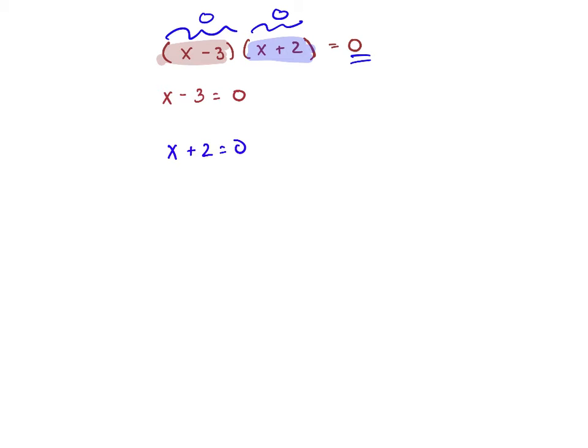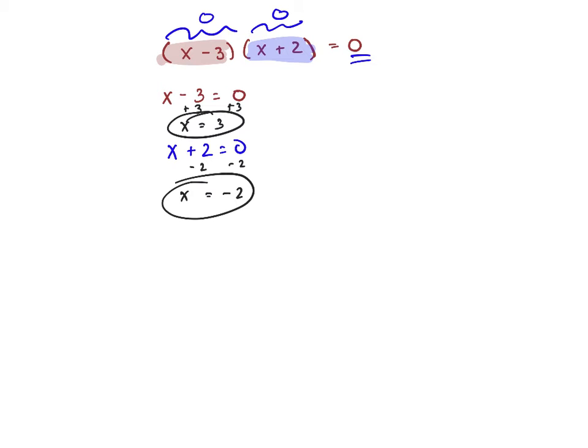And what it gives me now is two little linear equations. Add 3. I know what x is. x is 3. Subtract 2. x is negative 2. I've just solved that equation. Now, that does not look like a normal equation. We don't usually have equations written in this factored form. So I want to show you the original equation, where those two came from.